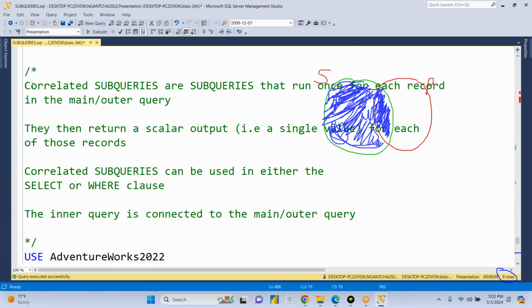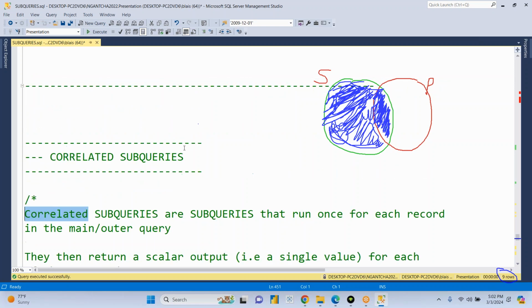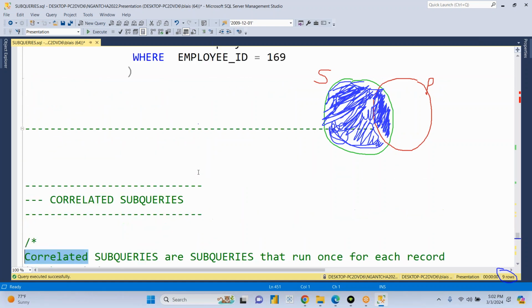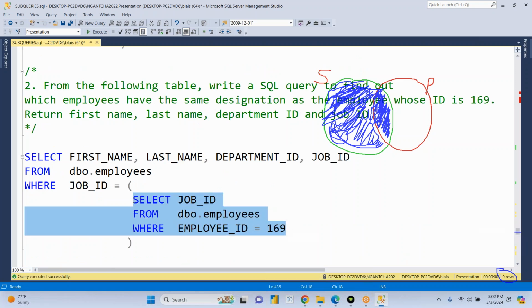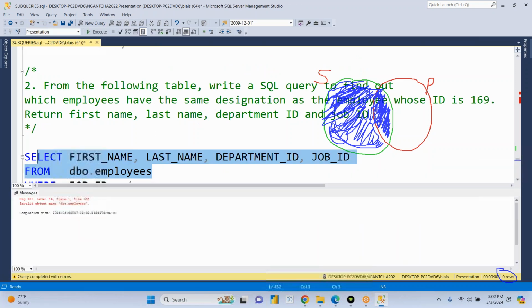I want to talk about something called a correlated subquery. It's when the parent and the child query are connected. That's the meaning of correlated. What we've covered above are independent subqueries. The child query is independent of the parent query.